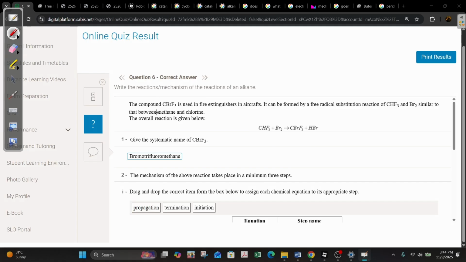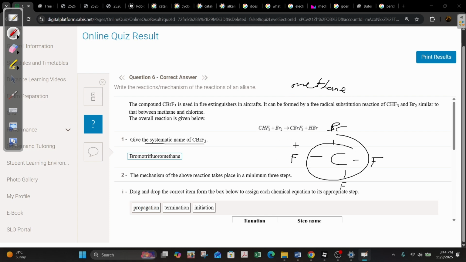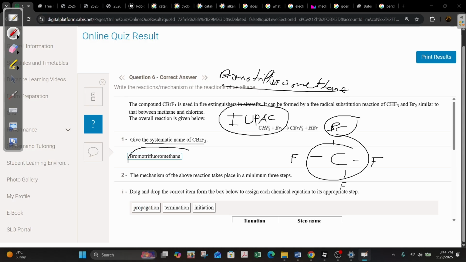Okay, for this one, CBrF3. The systematic name. What I would do is I would draw it first. So we have fluorine, and of methane, there's only one carbon. Then we have trifluoro and bromine. But due to the general naming convention of IUPAC, you have to order it alphabetically first. So bromo is first, then it's trifluoro. Bromotrifluoromethane. There you go.